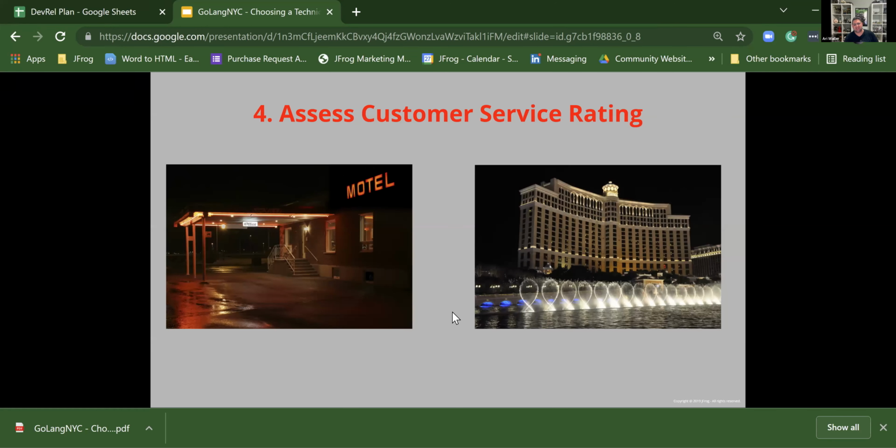So here's the other thing: assess customer service rating. I always like to think of the recruiting industry as like the hospitality industry. Now, on my left, I have like a Motel 8, right? It has a bed, it has a television, it probably has some source of food that you can ask for. It has the basics, it has a restroom and so forth.